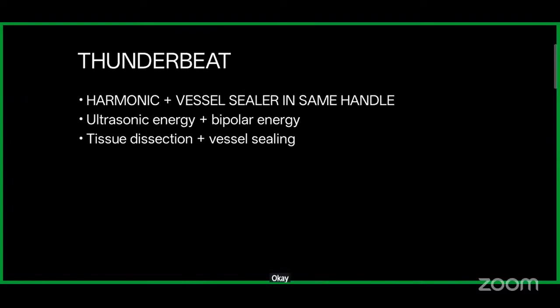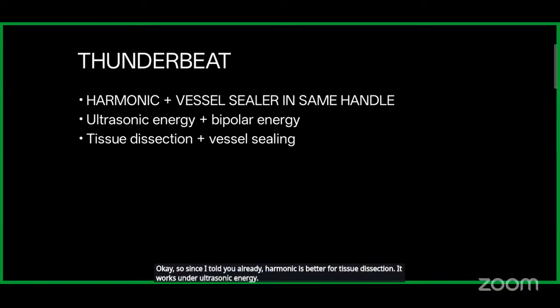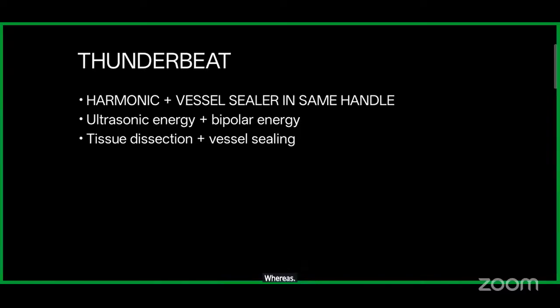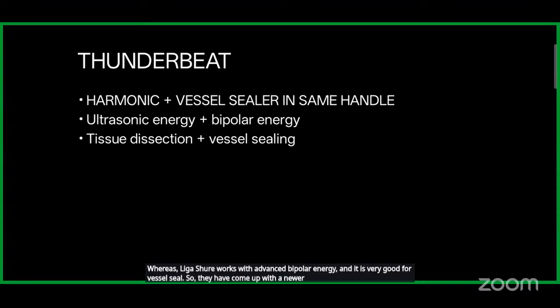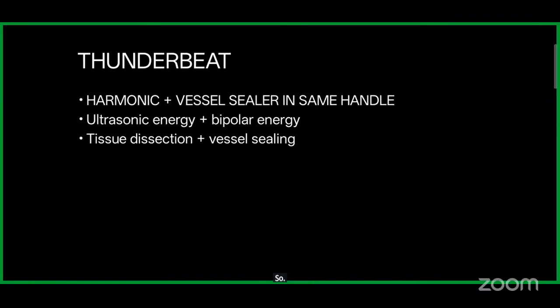Since I told you already, harmonic is better for tissue dissection. It works under ultrasonic energy, whereas ligashure works with advanced bipolar energy, and it is very good for vessel sealing. So they have come up with a newer energy device called the Thunderbeat. This Thunderbeat has both harmonic and vessel sealer in the same handle, so it uses both ultrasonic energy and bipolar energy. So it is better for both tissue dissection and vessel sealing.